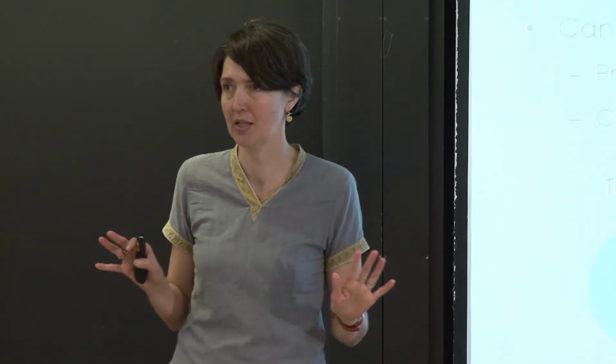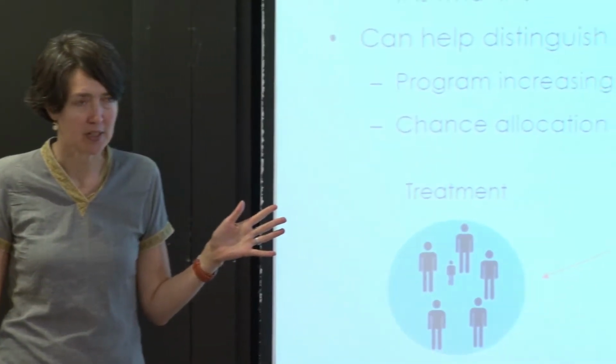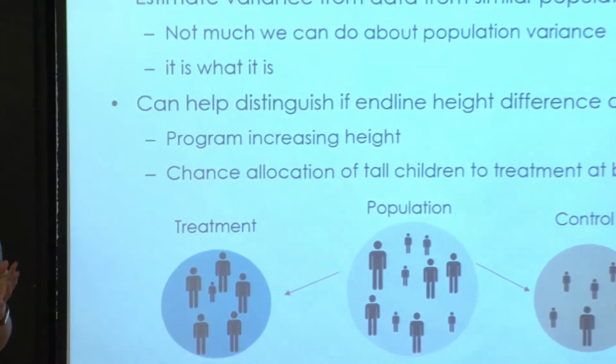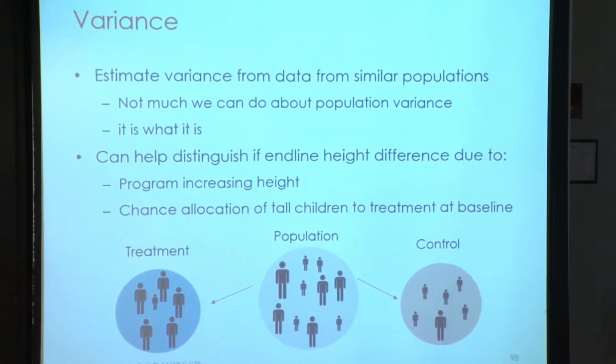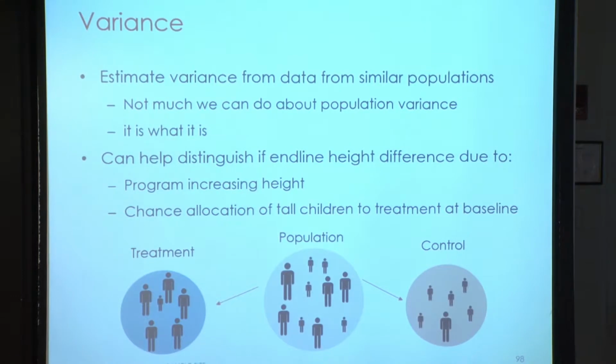Let's start with something slightly easier. Variance, right? We know that variance is important, so we need to get a good accurate estimate of what the variance in our underlying population is. There's not much we can do about variance. Like, it is what it is. If the height varies in the population, that's what it is, okay?